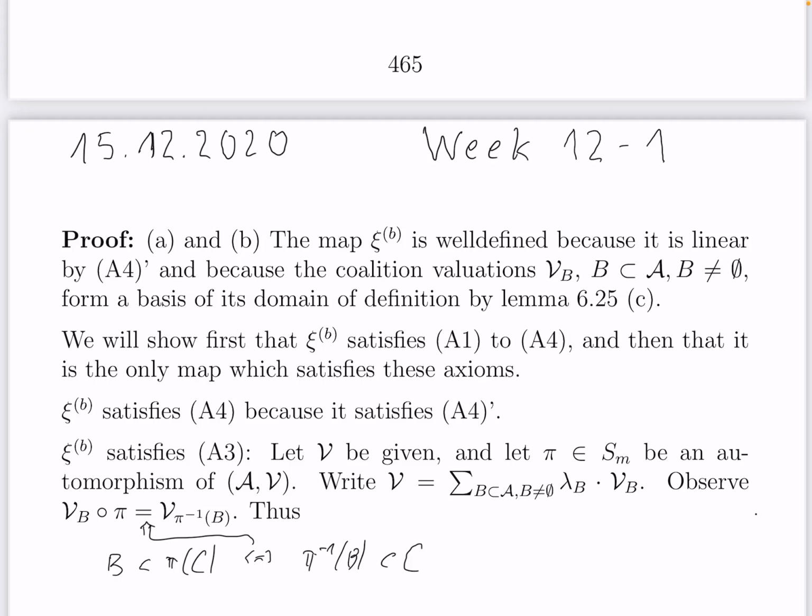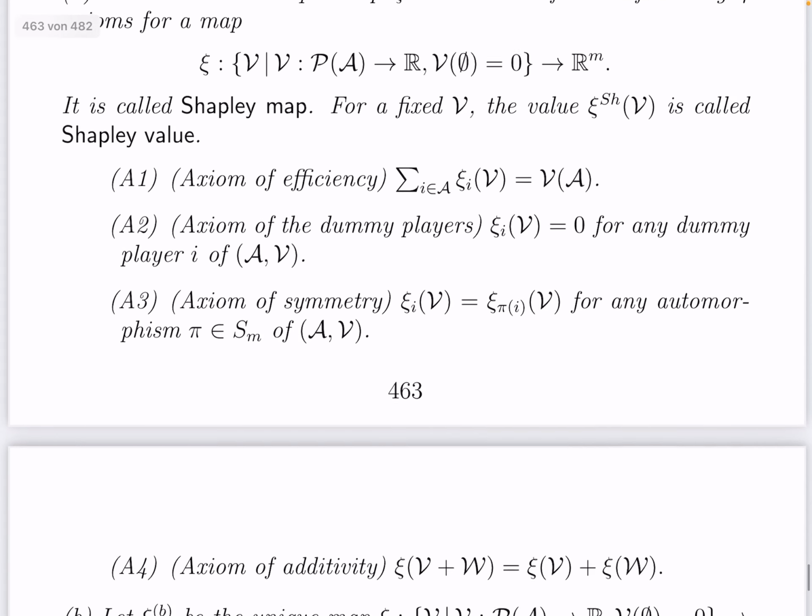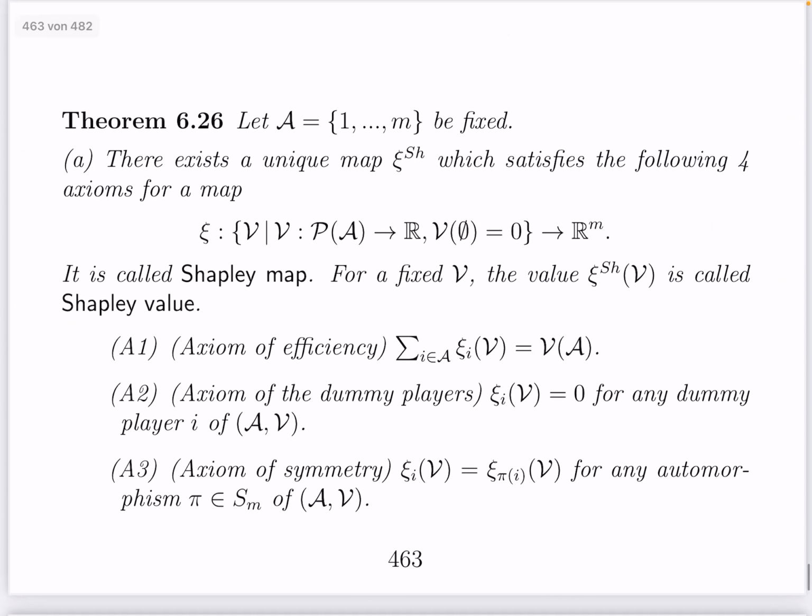In this video I want to prove the parts A, B and C of theorem 626. This theorem was discussed in the last video. It gives important results on the Shapley value of a cooperative game. So let us go back to these statements. So here you see the first part of the statement.